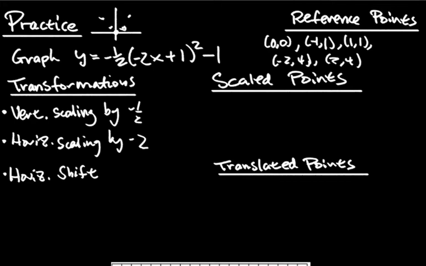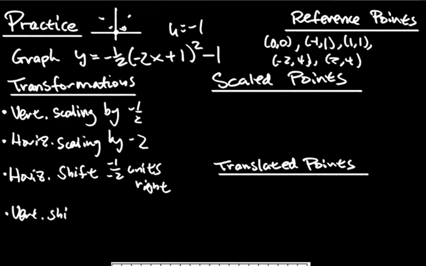So, well, technically the h here is negative 1. Because remember, we have minus h. Since this is plus, h had to be negative. So, negative 1 over negative 2 units. In other words, that's going to move to the right. And vertical shift 1 unit down.